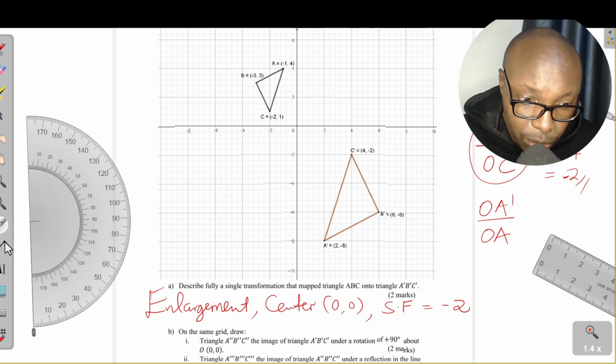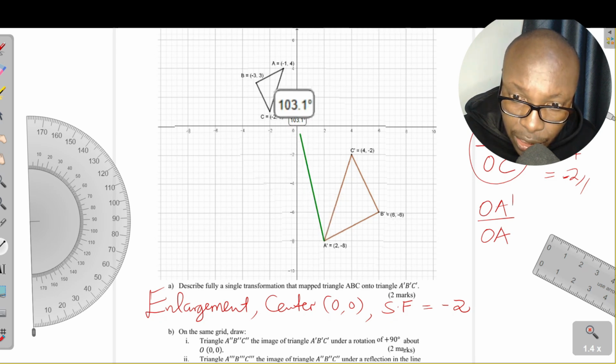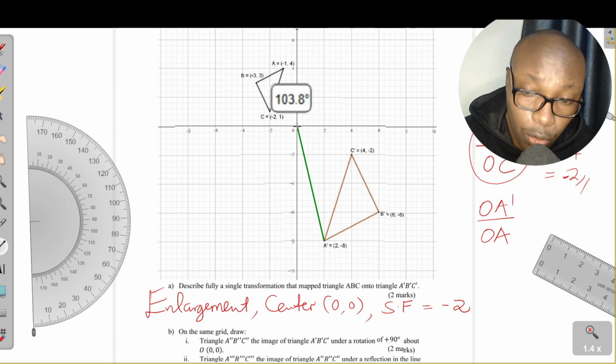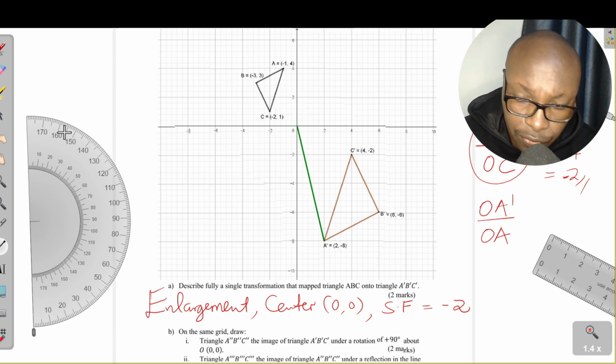So I'm going to begin with A. So point A is there. I join it to the center of rotation. Then from there, +90 degrees. I want to rotate that through +90 degrees.